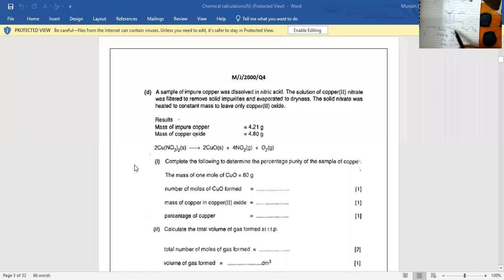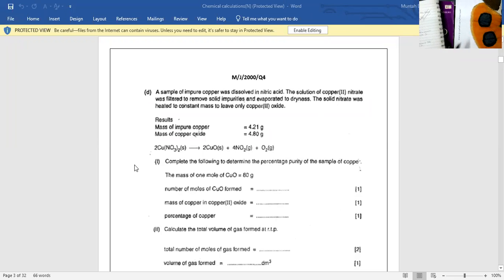Because you see, there is no other product containing copper. This is the only compound that has copper. And if I know its exact number of moles, I can easily find out the number of moles of pure copper, which is forming a part of it. And using those number of moles, I can calculate its mass. So that's how I know that this is the mass of pure copper.